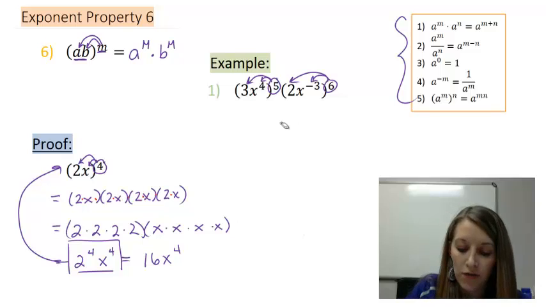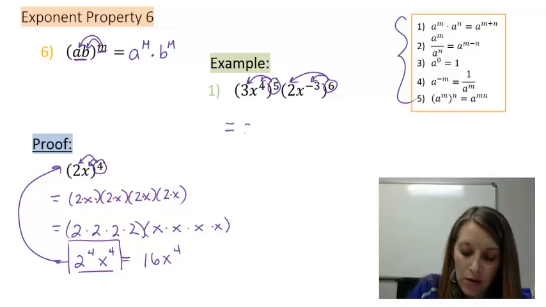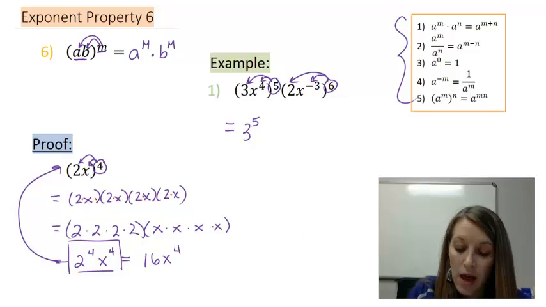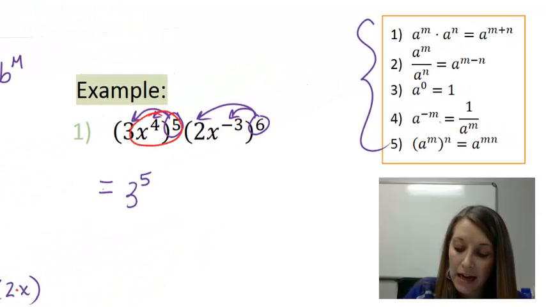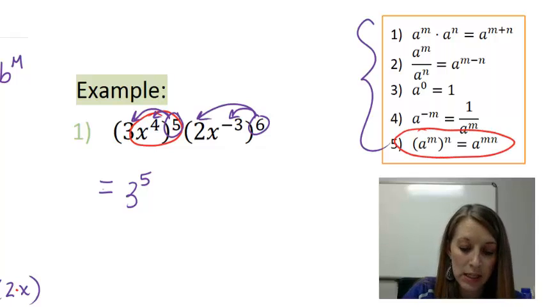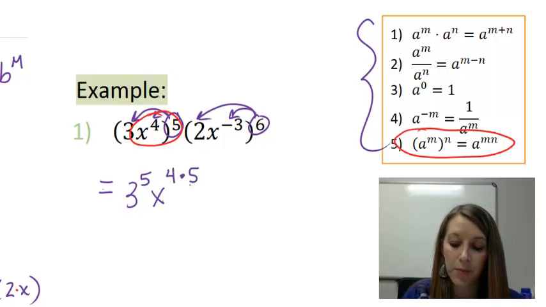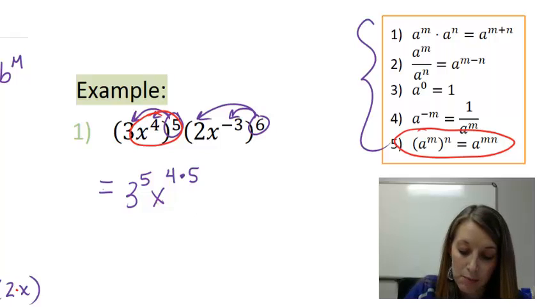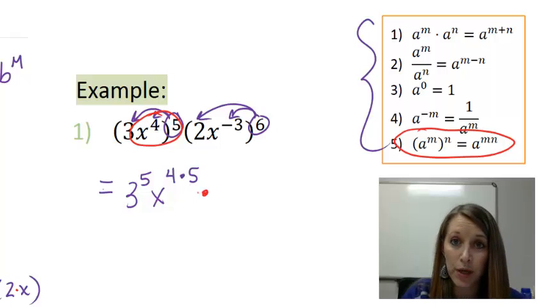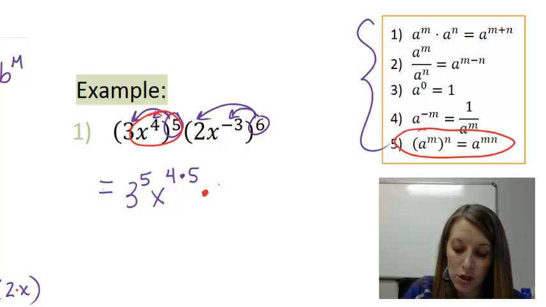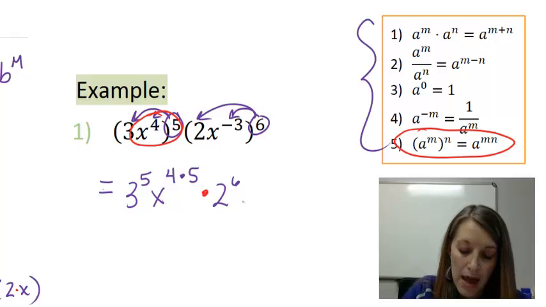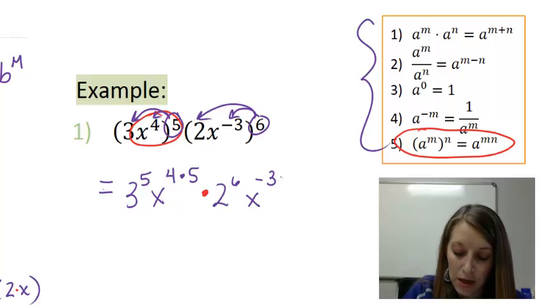So first I have 3 to the 5th power. Next I have x to the 4th, to the 5th. Well, that actually uses property number 5 that says I multiply out those exponents. So this is x to the 4 times 5. Then this is multiplied, and if you wanted to use parentheses around these, that would be fine. In my second part, I have 2 to the 6, and I have x to the negative 3, times 6.